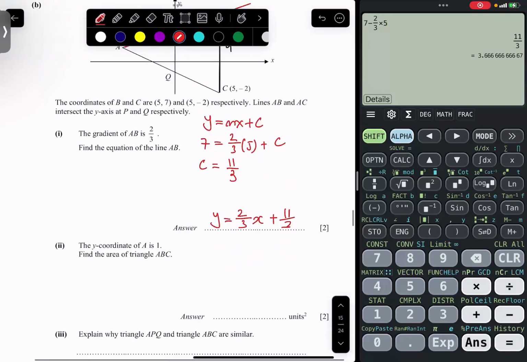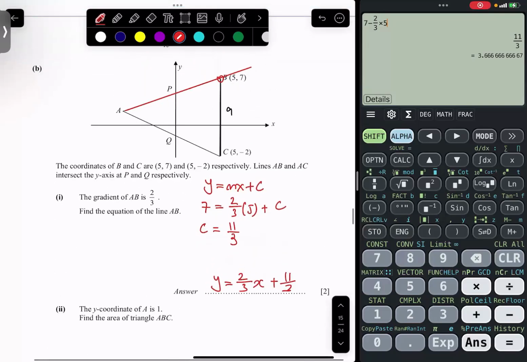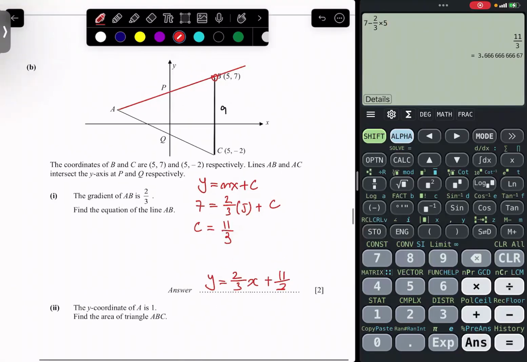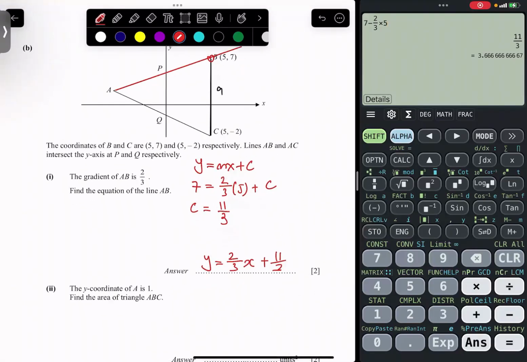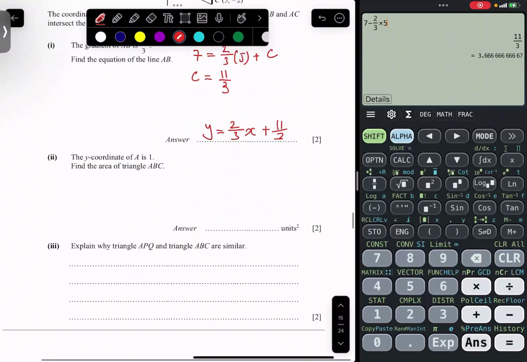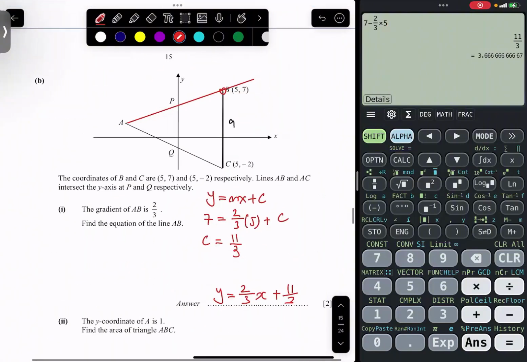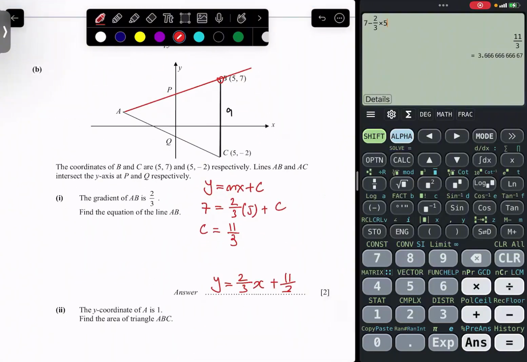The y coordinate of A is 1. Find the area of triangle ABC. Explain why triangle APQ and triangle ABC are similar. Find the area of triangle ABC. So they tell me the y coordinate, so this is x and y. So how does that help? The area of ABC is half times base times height.